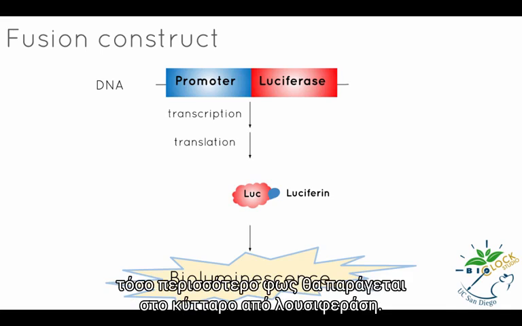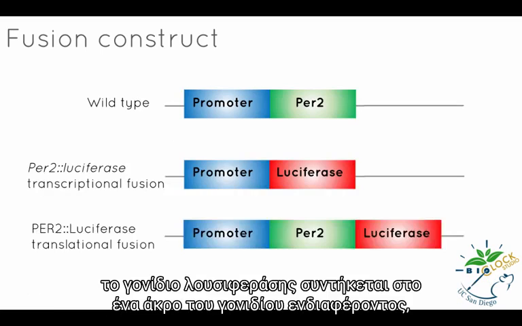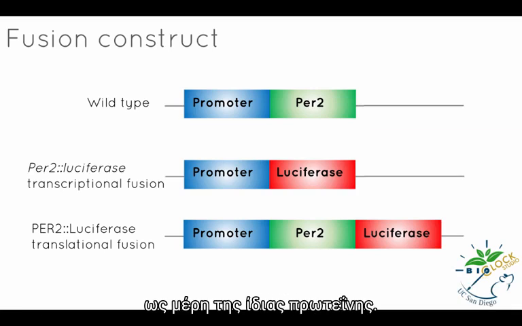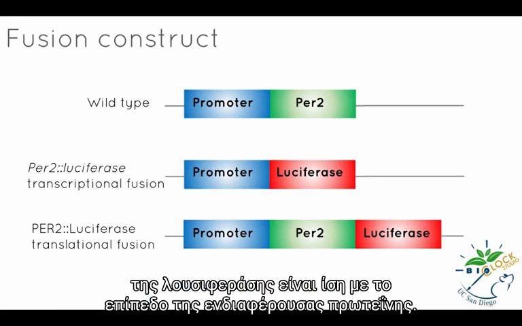cell by luciferase. In contrast, we can also make a translational fusion, where the coding sequence from the luciferase gene is fused to one end of the gene of interest, such that when the fused transcript is translated, luciferase and the protein of interest are made as parts of the same protein. A translational fusion construct can provide additional information because the level of luciferase is equal to the level of the protein of interest.